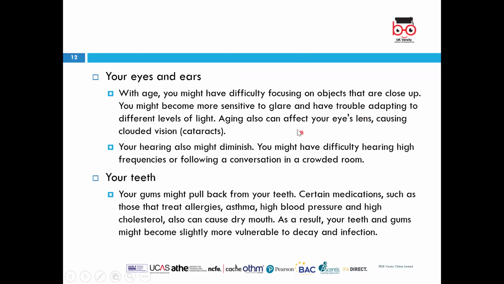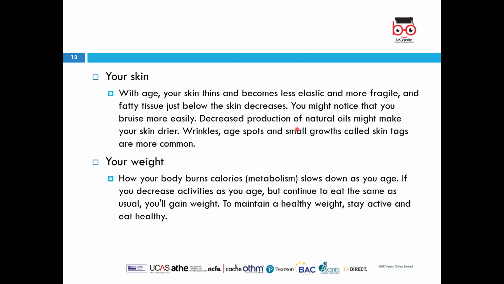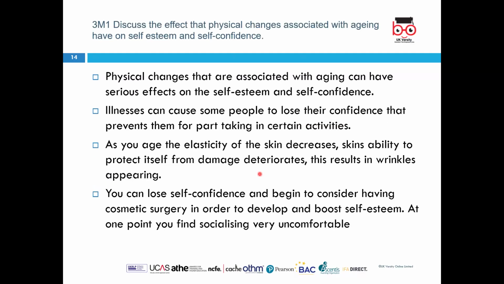Aging also changes your eye lens, causing them to be clouded, which is cataract. Hearing becomes difficult. Your teeth become looser, and you lose your teeth. Your skin becomes more prone to damage, the elasticity becomes less, and it becomes more fragile. Your height tends to reduce as well.